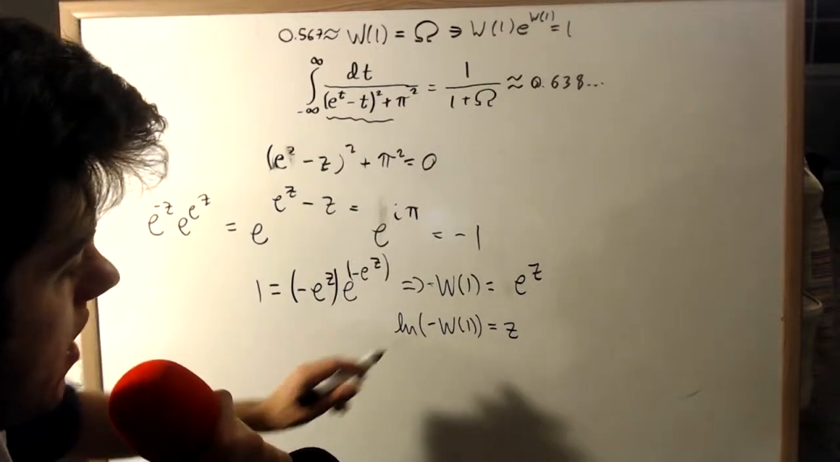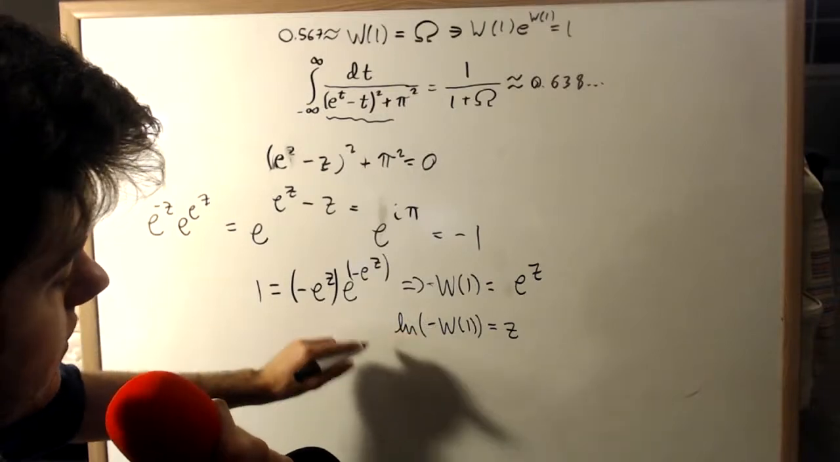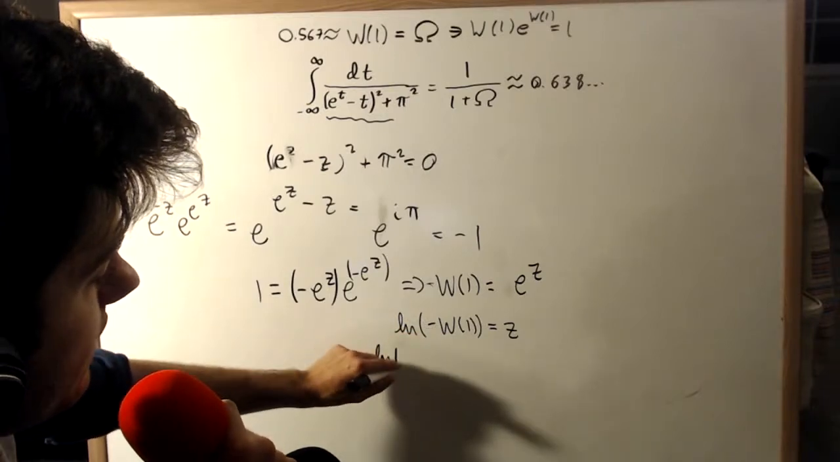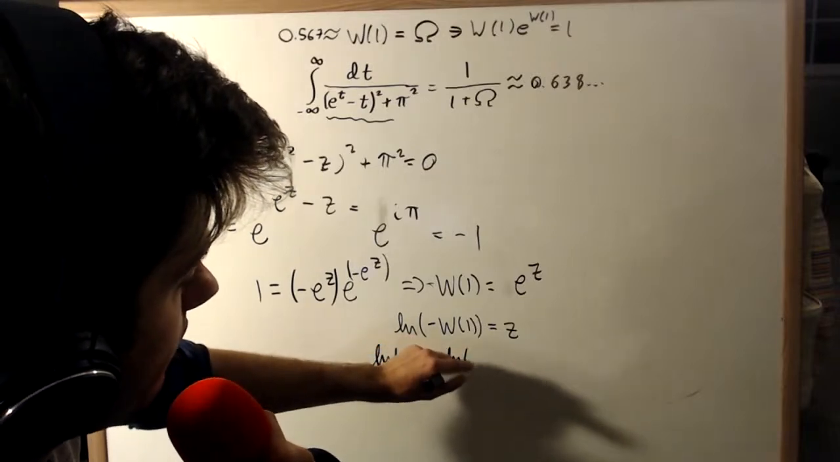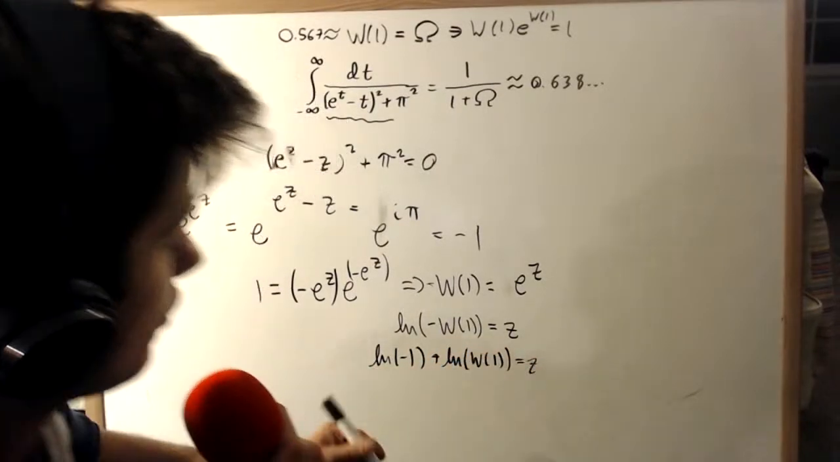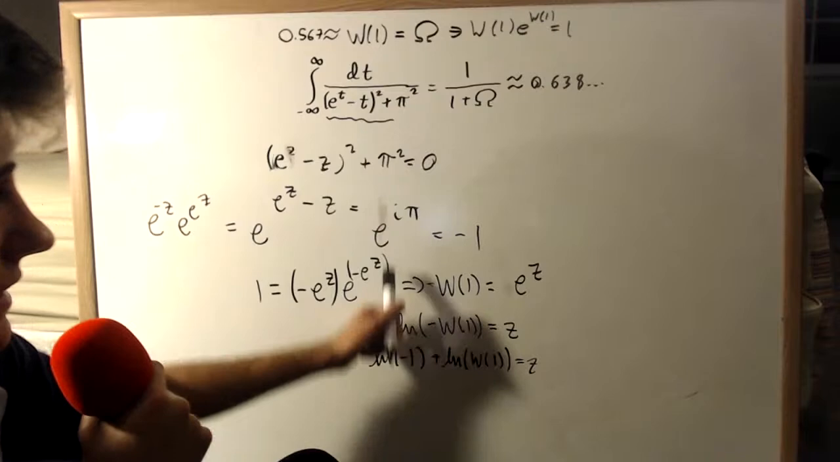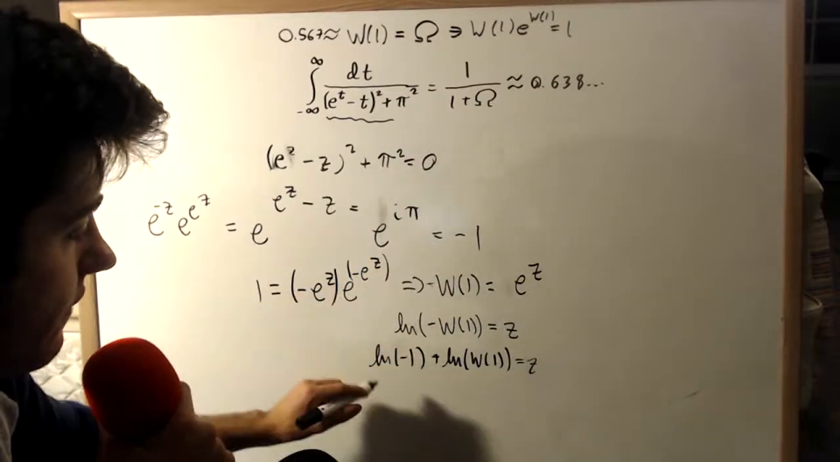And so the logarithm has the property that if there's a product underneath a log, you can break it up as the sum of those logs. So we have log of negative 1 plus ln of W of 1 equals z. We all know what the natural logarithm of negative 1 is. It's i pi, because e to the i pi is negative 1. So the logarithm of negative 1 is i times pi.